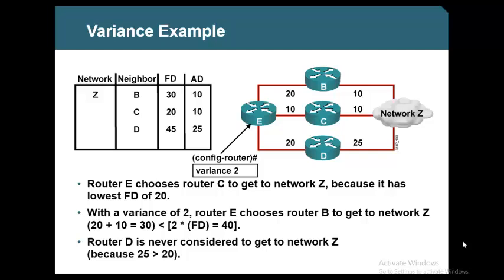The feasibility condition says if a path needs to be considered as backup, the advertised distance must be less than the successor value. Our successor value is 20 only, whereas the advertised distance via D is 25. So this route is not going to be even considered.